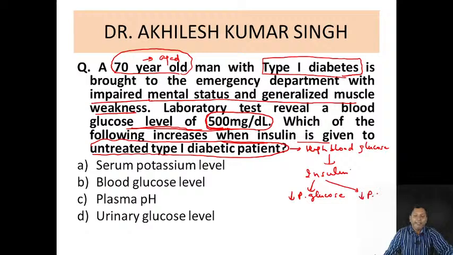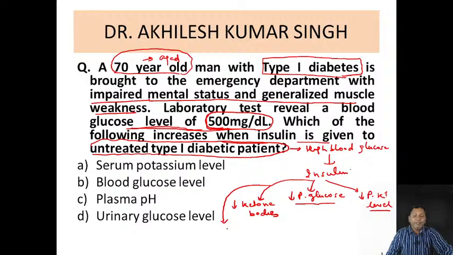So it will decrease the plasma potassium level also, right? So when you give insulin, the glucose will go down, and the potassium level will also go down. And what is the third thing here? When this glucose goes down, there will be a decrease in what? A decrease in the ketone bodies. So when the ketone bodies decrease, what will happen here?